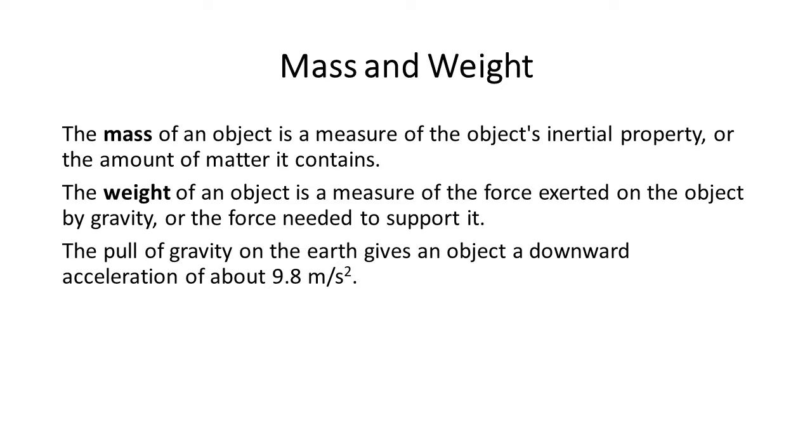Now we move on to mass and weight. The mass of an object is a measure of the object's inertial property or the amount of matter in it. And weight of the object is the measure of the force exerted on the object by gravity.